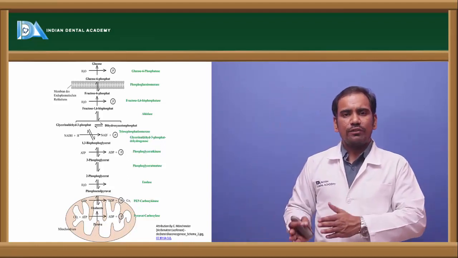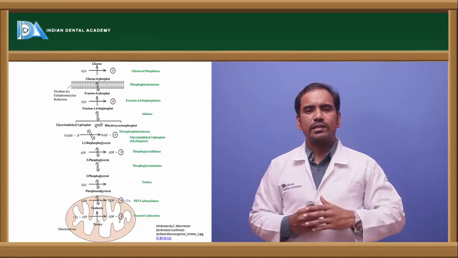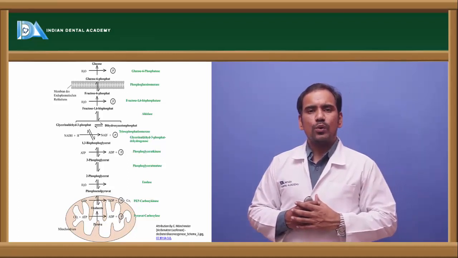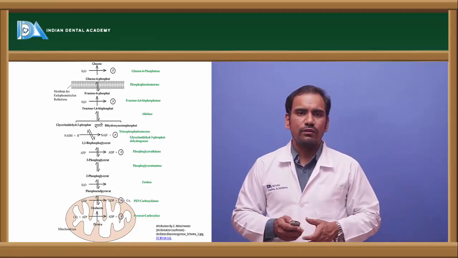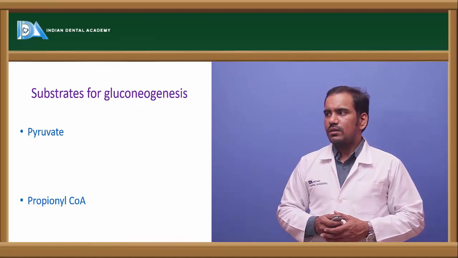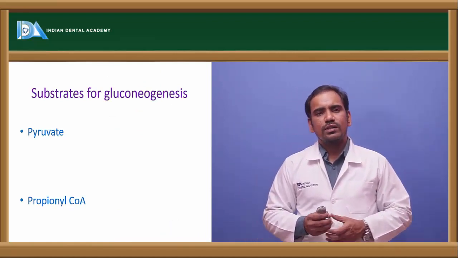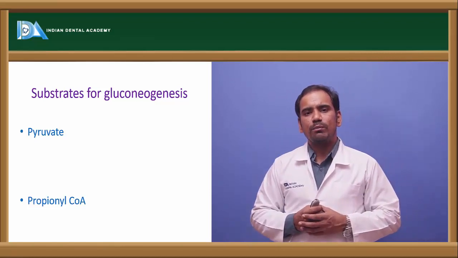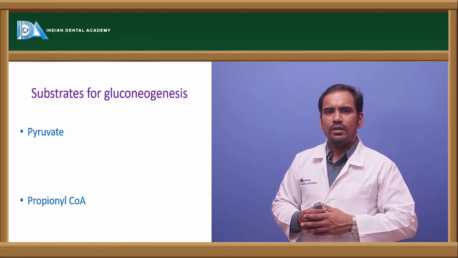So non-carbohydrate sources can be converted into glucose. So this whole mechanism we call gluconeogenesis. Right? So these are the reactions of gluconeogenesis. Now coming to substrates for gluconeogenesis. As we discussed, we are synthesizing glucose from non-carbohydrate sources. So what are those non-carbohydrate sources?